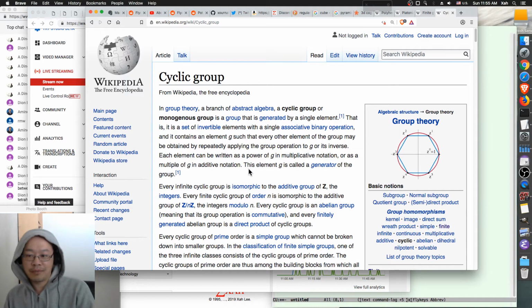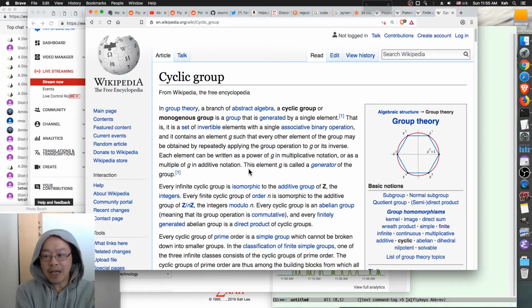So in group theory, a branch of abstract algebra, a cyclic group, also called monogenous group. Now, nobody calls that. A cyclic group is a group that is generated by a single element. That is, it is a set of invertible elements with a single associative binary operation, and it contains an element G such that every other element of the group may be obtained by repeatedly applying the group operation to G or its inverse. Yeah, that's a cyclic group.